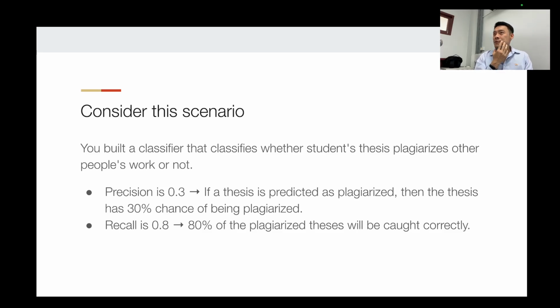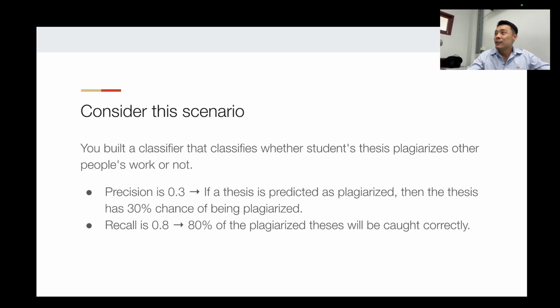Which means some people will be wrongly accused of plagiarism. Not great. Recall, suppose the recall is 0.8. That means 80% of the actual plagiarized theses will be caught. So 20% of the bad theses will not be caught, and they'll get the degree and walk free.